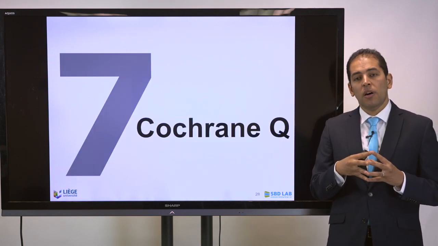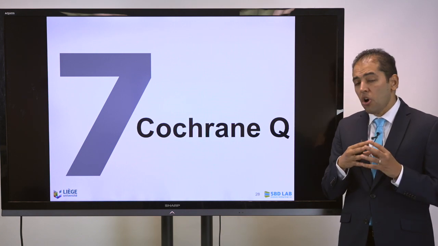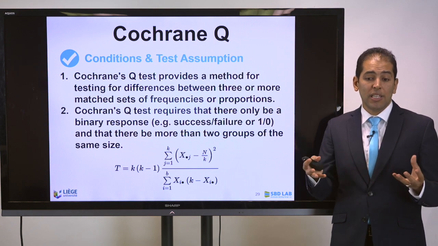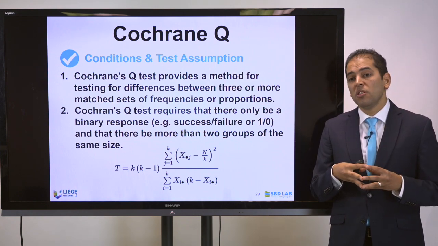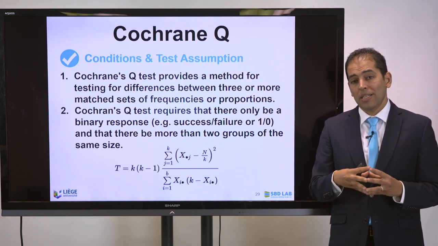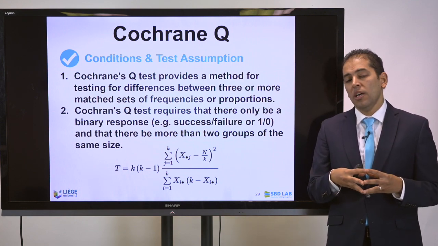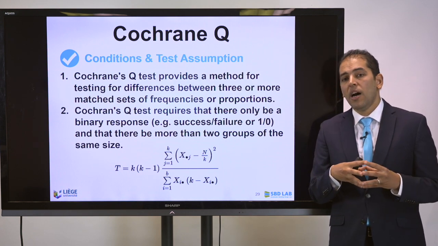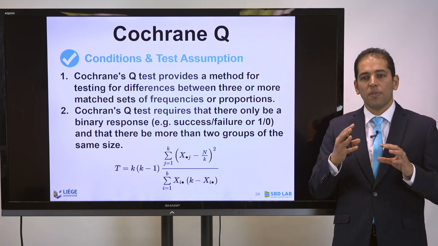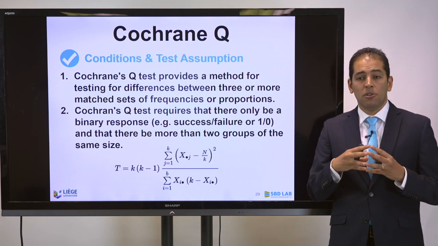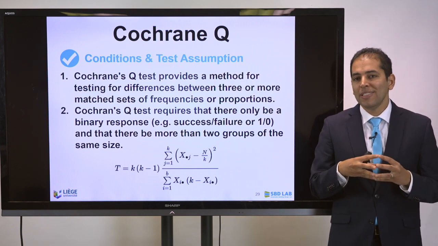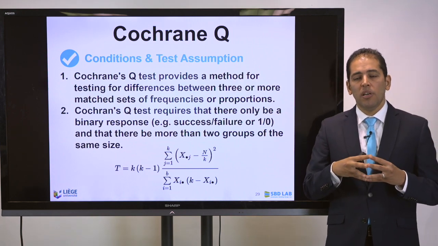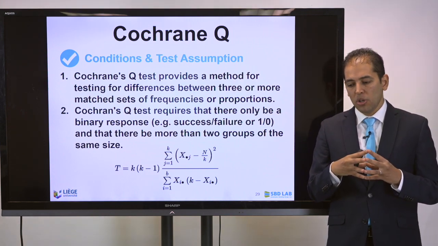last test of our analysis today, which is the Cochran Q test. The Cochran Q test provides a method for testing for differences between three or more matched sets of frequencies or proportions. The Cochran Q test requires that there only be a binary response like success, failure, 0, 1, and that there be more than two groups of the same sample size. As you can see, the equation can be found in many statistical software.